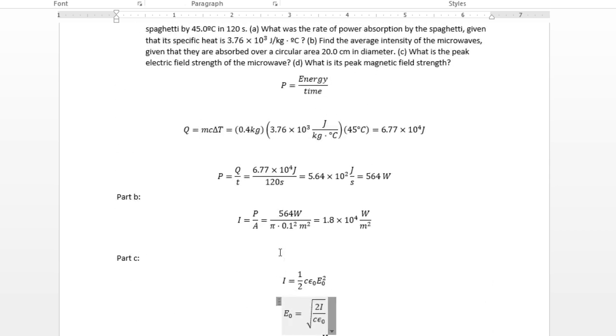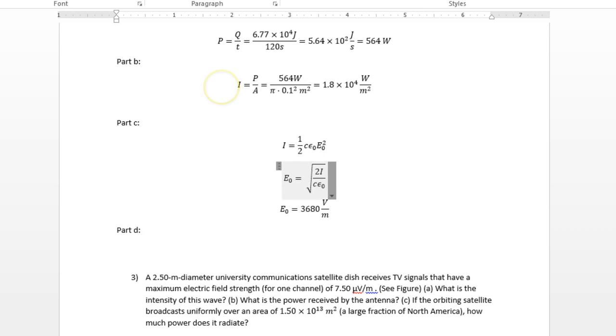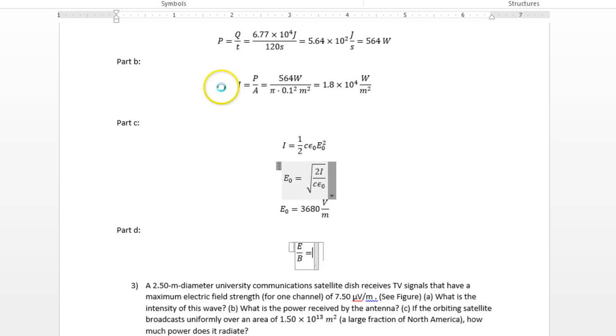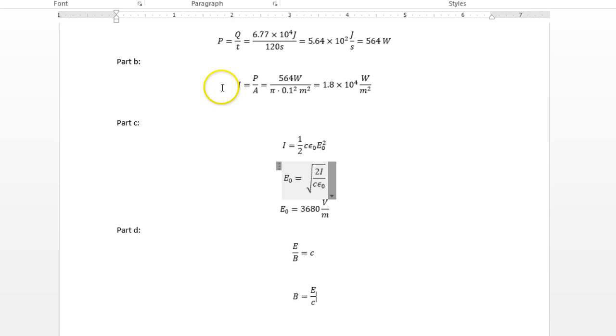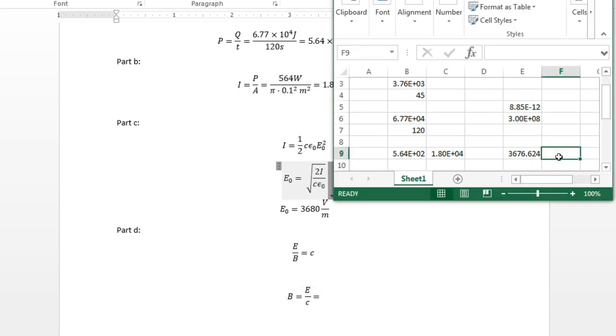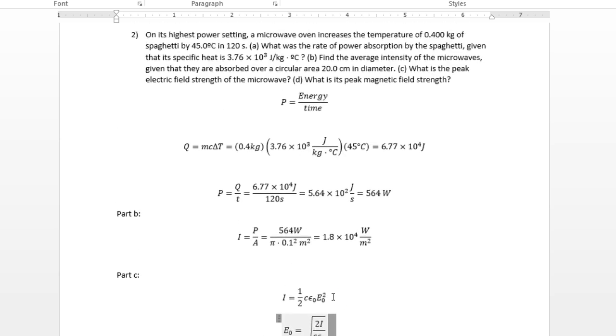Okay, and then part D. What is the peak magnetic field strength? Part D is pretty simple and straightforward. E over B equals the speed of light. Right? So B is going to be E over the speed of light. Alright, back to Excel. There's our E divided by the speed of light. Gives us 1.23 times 10 to the minus 5th tesla. And that's it for problem 2.